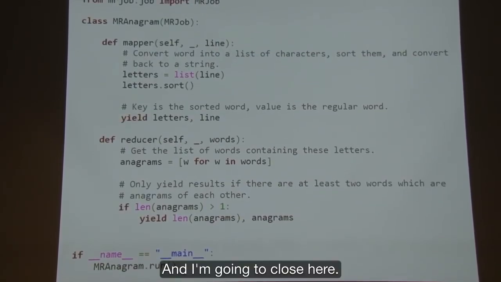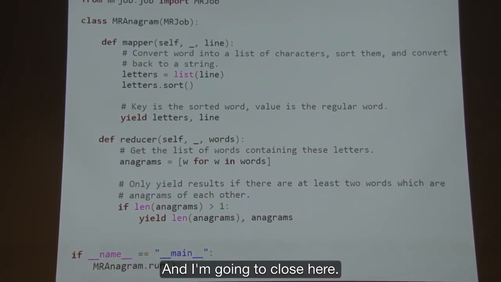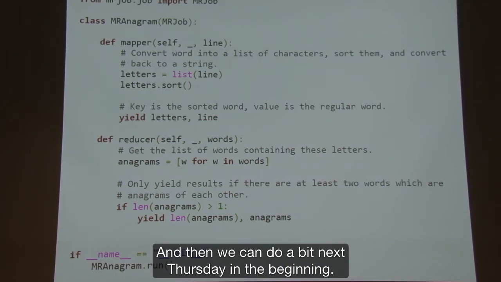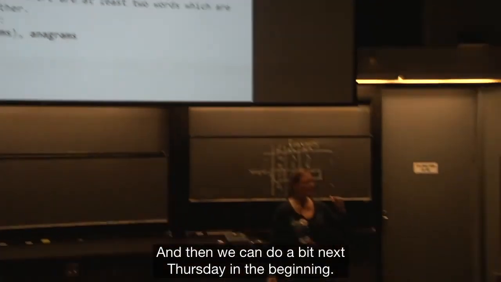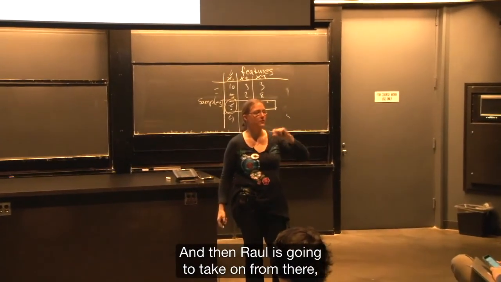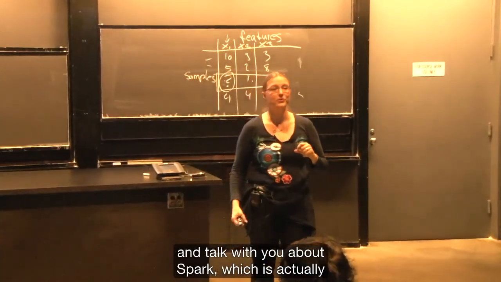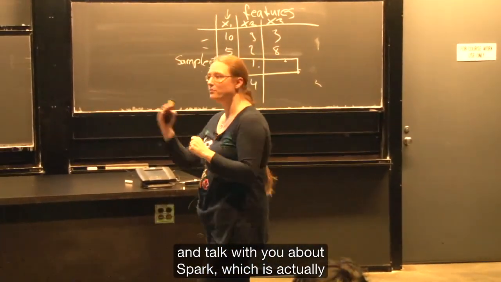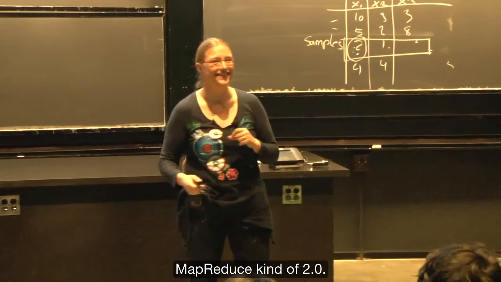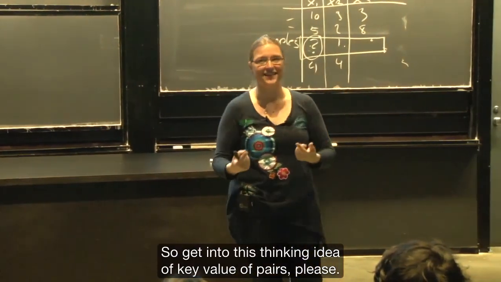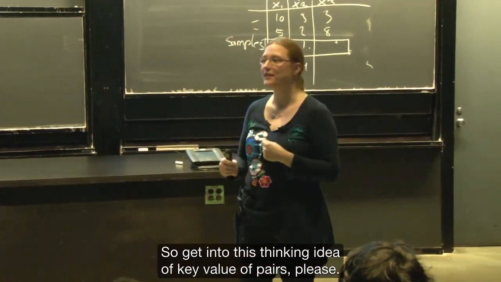And I'm going to close here. And then we can do a bit next Thursday in the beginning. And then Rahul is going to take on from there and talk with you about Spark, which is actually MapReduce kind of 2.0. So get into this thinking idea of key value pairs, please, and have fun.